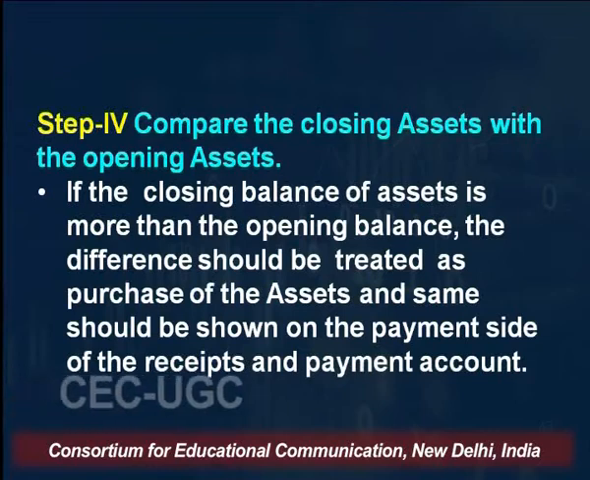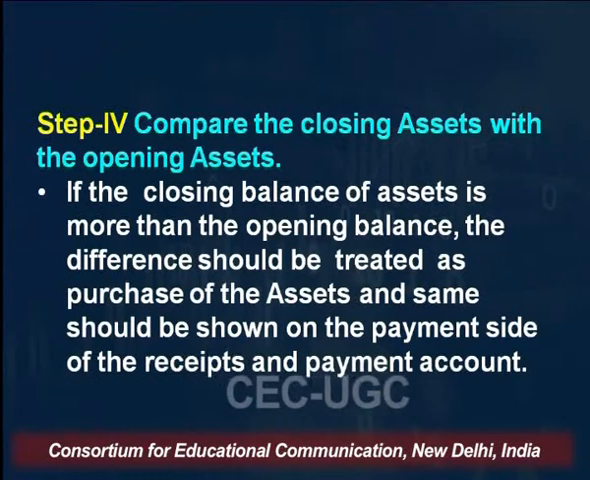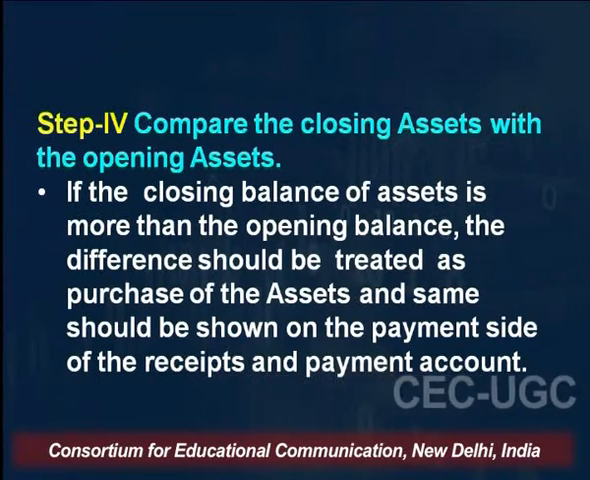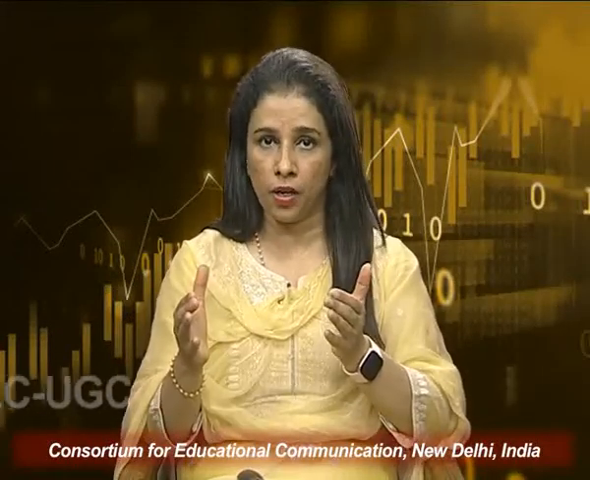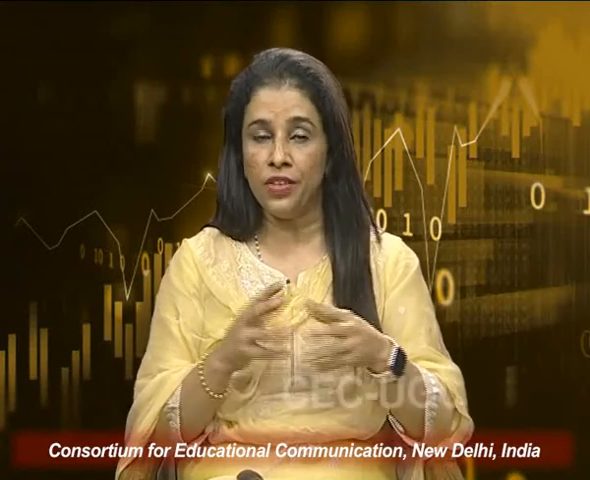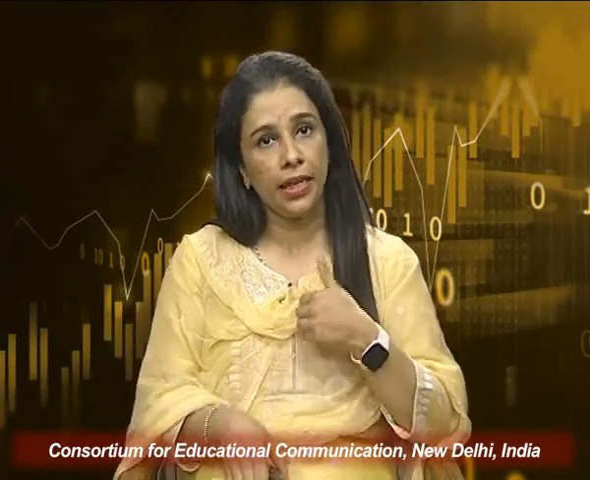At the end of the year, in the closing balance sheet, the value of the asset is given as 50,000. There is an increase in the value of furniture of rupees 30,000. So if there is any addition, any purchase of any asset, this must be shown on the payment side of the receipt and payment account.